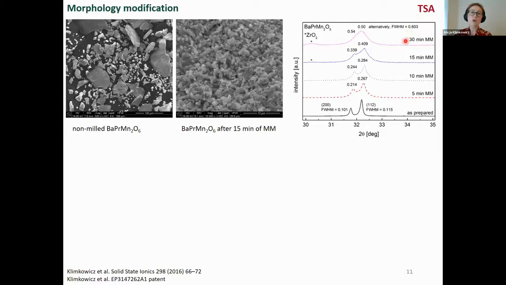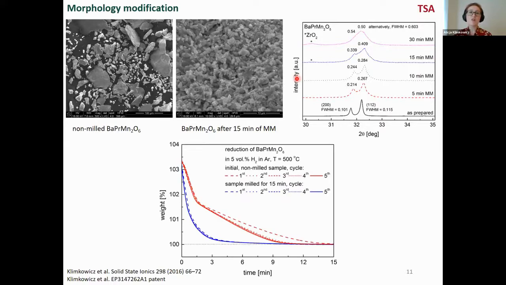Unfortunately, if we mill too long, you can see that this peak almost reached like, get into 1, because actually this is the sign of destroying the structure of ordered perovskite becoming a single perovskite. Yeah. So actually there is a limit to what we can do using milling. But how does it influence the properties? So you can see here, again, the same praseodymium sample, the initial non-milled sample.